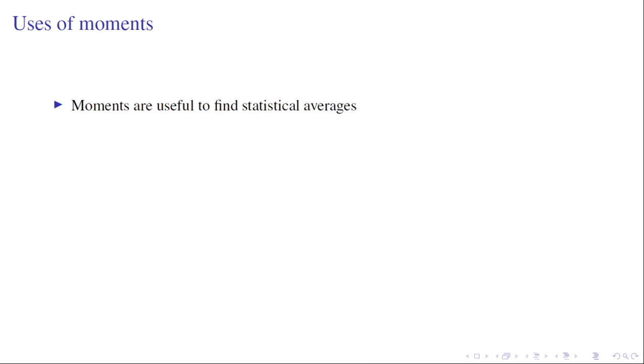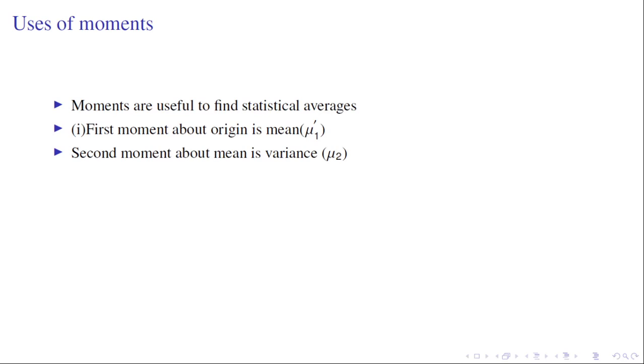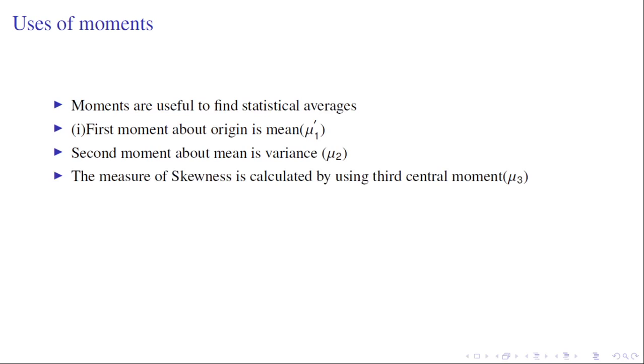Let us discuss the applications of moments. Moments are useful to find different statistical averages. The first moment of origin is nothing but the mean, that is the first raw moment. The second moment about the mean is called variance. The measure of skewness is calculated by using the third central moment, that is the coefficient of skewness gamma 1, which is equal to root of beta 1, where beta 1 is equal to mu3 square by mu2 cube.